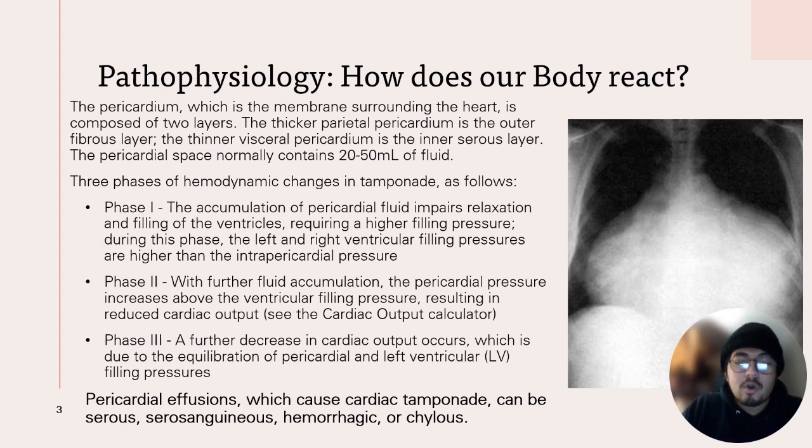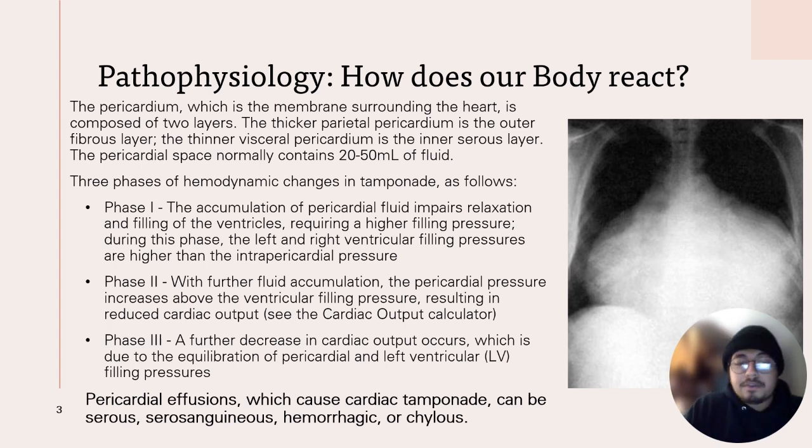Which is not good, because then you have this overload of work that the heart is already doing, and the heart is already beating every single minute, every single day, so now you have this buildup of pressure that's going to continue. Then you enter phase 2, which is further accumulating fluid. The pericardial pressure increases above ventricular filling pressure, and thus you have an overwhelming of it. So now your ventricles are not filling all the way because of the pressure they're surrounded in, and in turn that reduces the cardiac output.